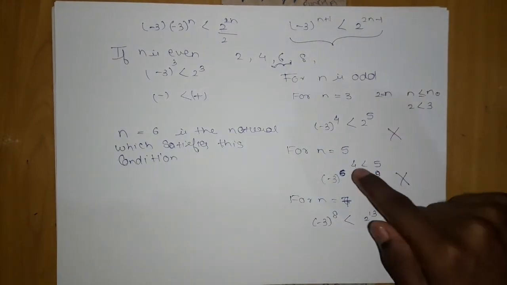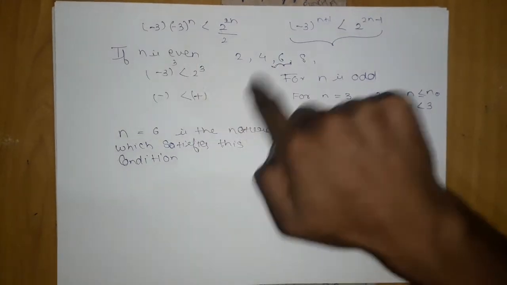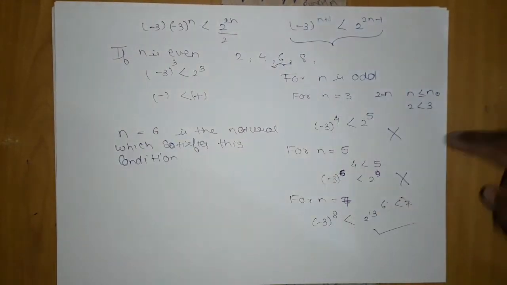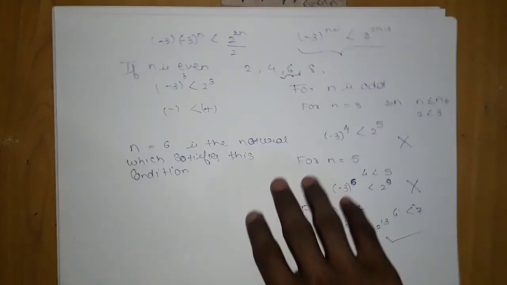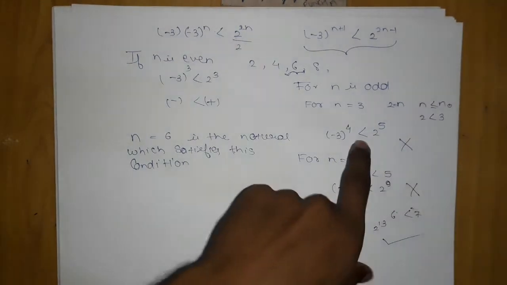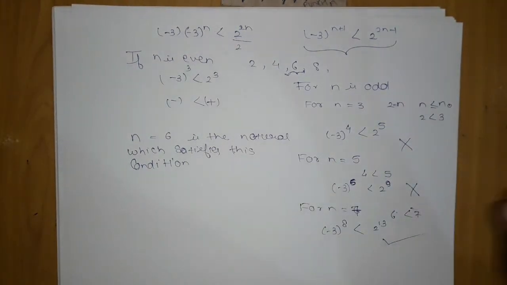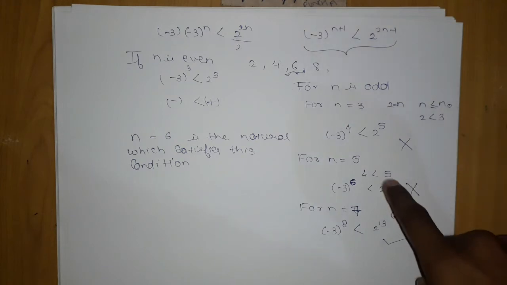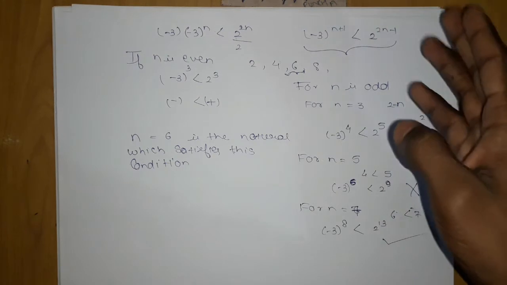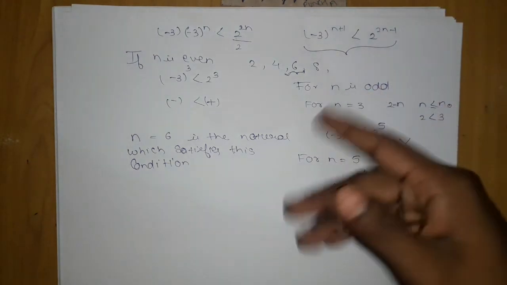Similarly, when we checked 5, these are n naught. Even natural numbers are always true. And n is always less than or equal to n naught, that was the condition. Similarly, 5, which is odd, also failed. So 4 is also rejected. If 5 is not valid, how can we take 4?